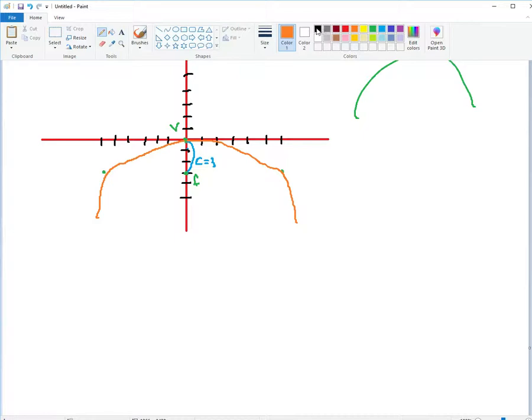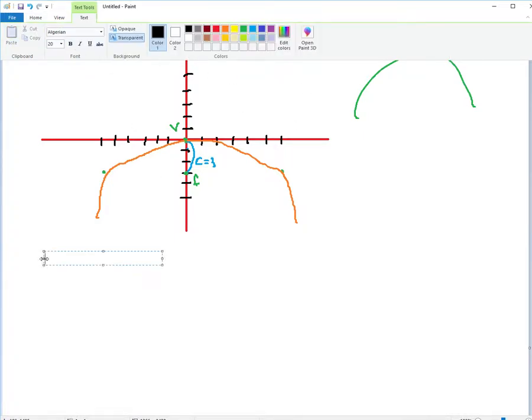So for this example, we are given the following piece of information. The vertex is equal to, again, the origin. This time I'm giving you the latus rectum length is equal to 10. And it faces left.